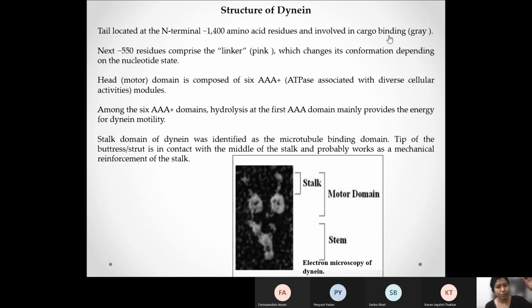So you mutate a residue, then you see if it is moving. A simple, straightforward assay.